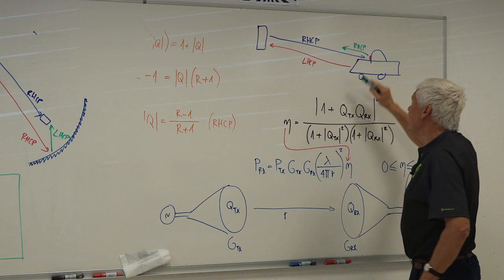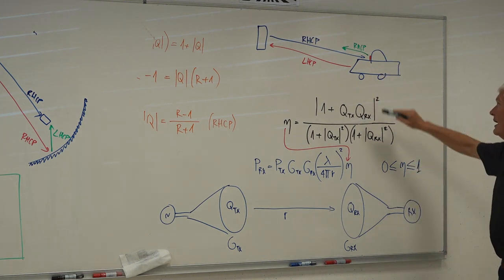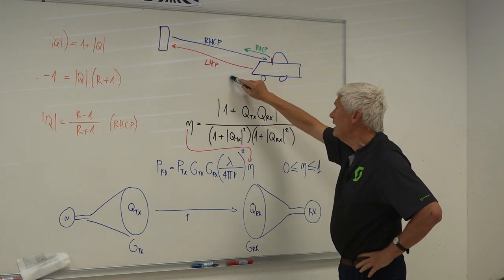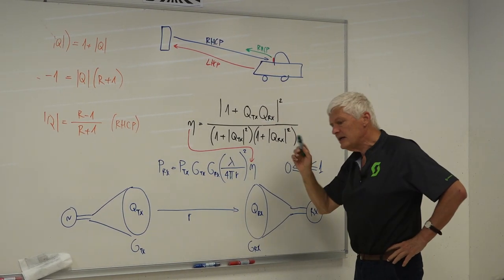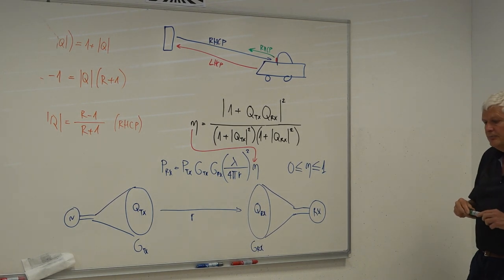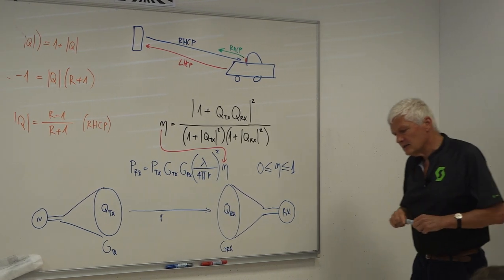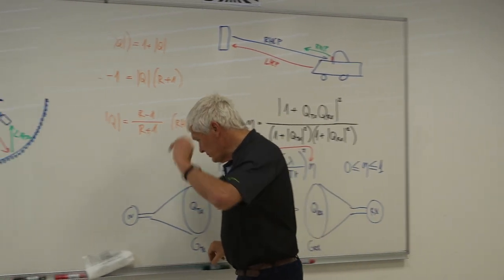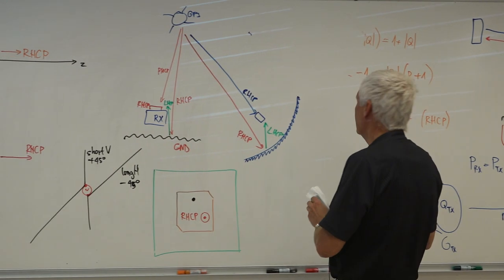So I can flip the polarization so that the tag, which is much smaller than the car, has its weak reflection not disturbed by the strong reflection of the car. And here I can also play a lot by choosing the correct circular polarization. So this is also a trick. Another thing that can be done.